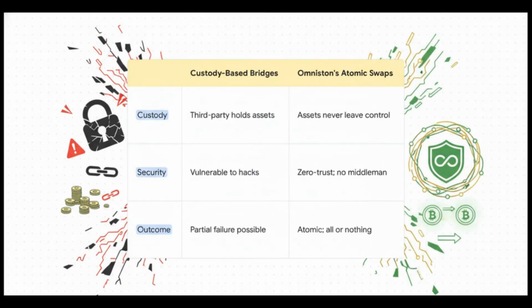And this right here, this is the key difference. Traditional bridges are custodial. That means you literally send your tokens to them, they lock them up, and then they issue you an IOU or a wrapped token on the other chain. This makes that bridge a giant, juicy target for hackers. Omniston, on the other hand, uses something called atomic swaps. Your assets never leave your wallet until the deal is done. The trade either completes perfectly for both people, or it fails safely and everyone gets their original funds back. It's all or nothing. No middleman, no risk.